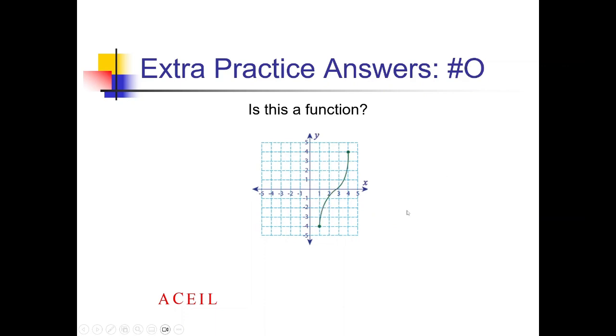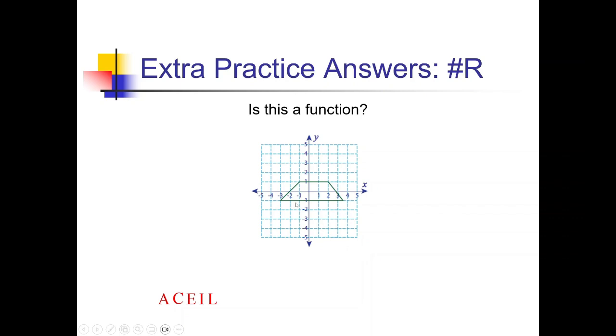For problem O, this one is a little bit tricky. So it looks like it might fail the vertical line test right in this spot here and maybe down here, but in fact it actually does pass. This is becoming infinitely steep as we get closer and closer to that spot. So this does actually count as a function despite appearances here.